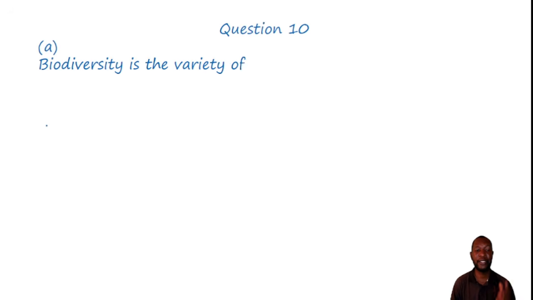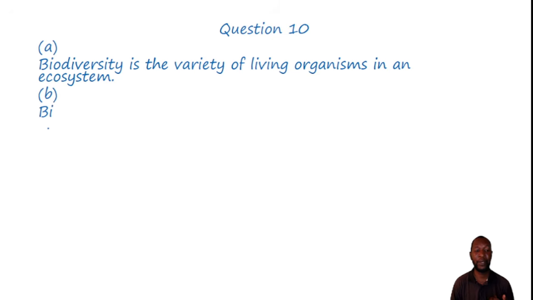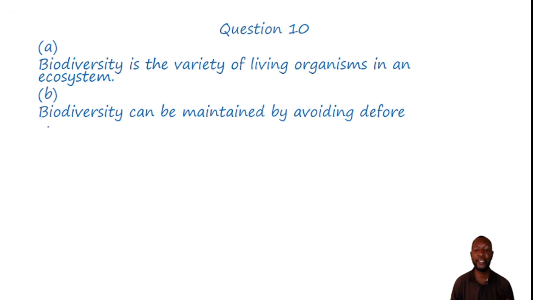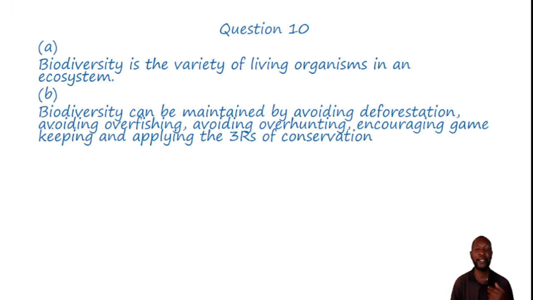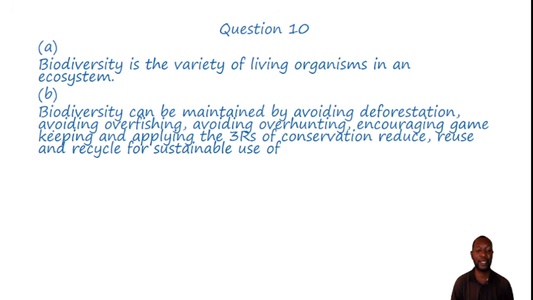Biodiversity is the variety of living organisms in an ecosystem. B. Biodiversity can be maintained by avoiding deforestation, avoiding overfishing, avoiding overhunting, encouraging game keeping, and applying the 3 R's of conservation, which is reduce, reuse, and recycle, for sustainable use of resources.